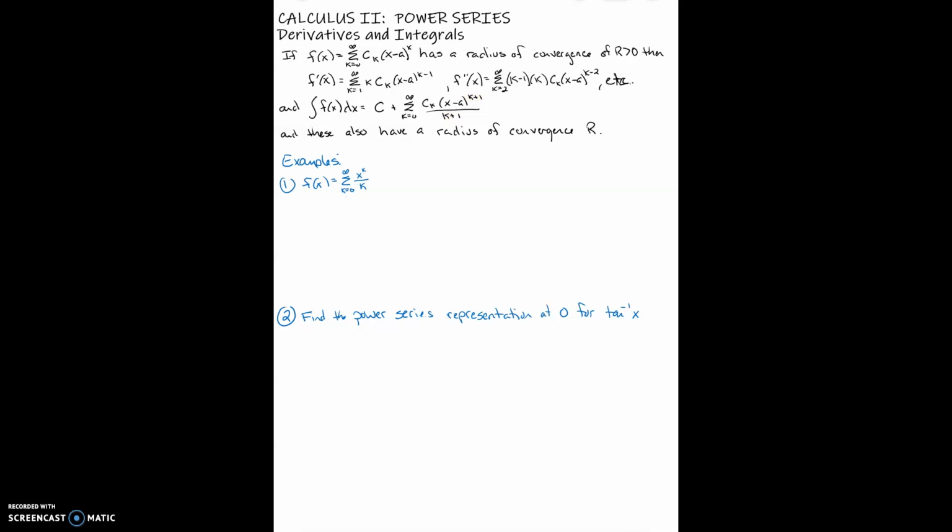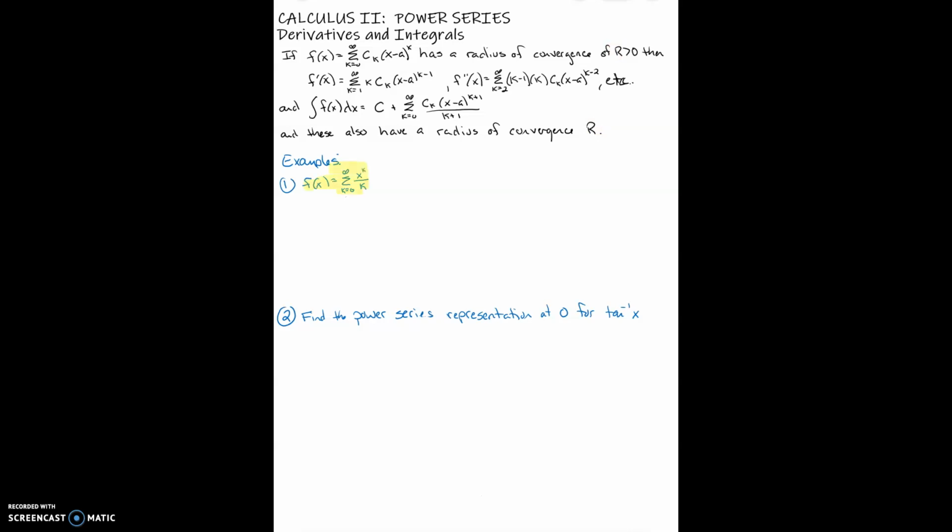What's nice about these is that, remember the radius of convergence for my original function is r, so it turns out the radius of convergence for the derivatives and integrals is also that same value of r. So once you find the radius of convergence for one of these, you've got the radius of convergence for all of them. Pretty nice. Now let's take a look at an example.